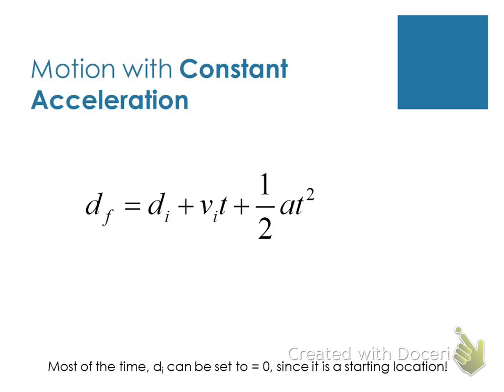They get a little more intense as we go. So this is the second of 3. df equals di plus vit plus 1/2 at squared. I'll always give you an equation sheet, so you have to know how to use them. You don't have to memorize them.